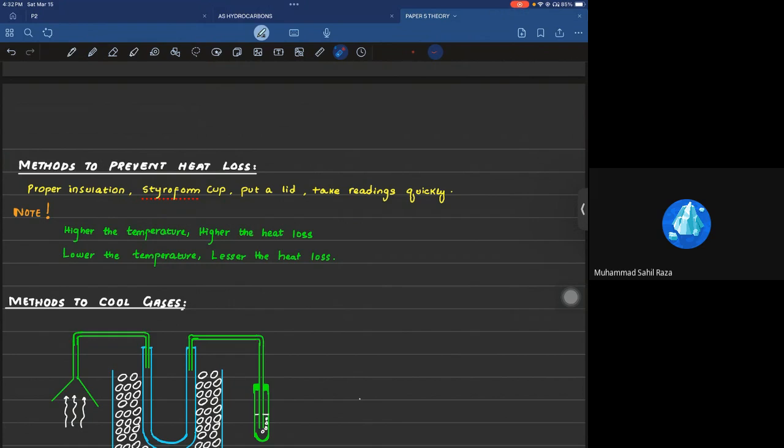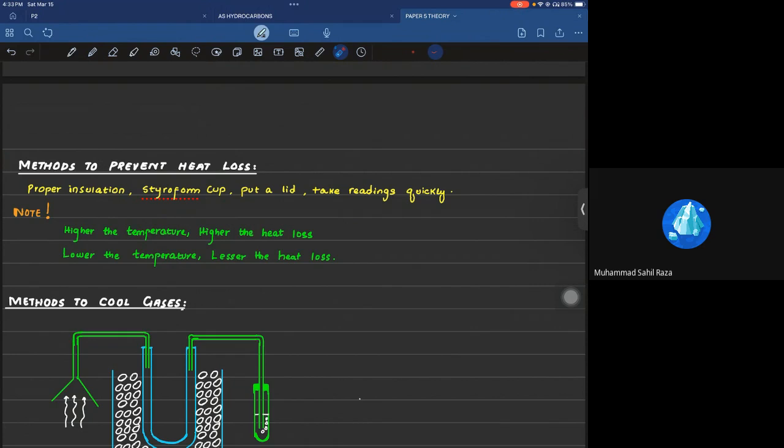The higher the temperature, the higher the heat loss. So the probability of heat loss is higher if you are going to provide a higher temperature. And if you're dealing with reactions in which there is a lower temperature, the probability of heat loss is lower.